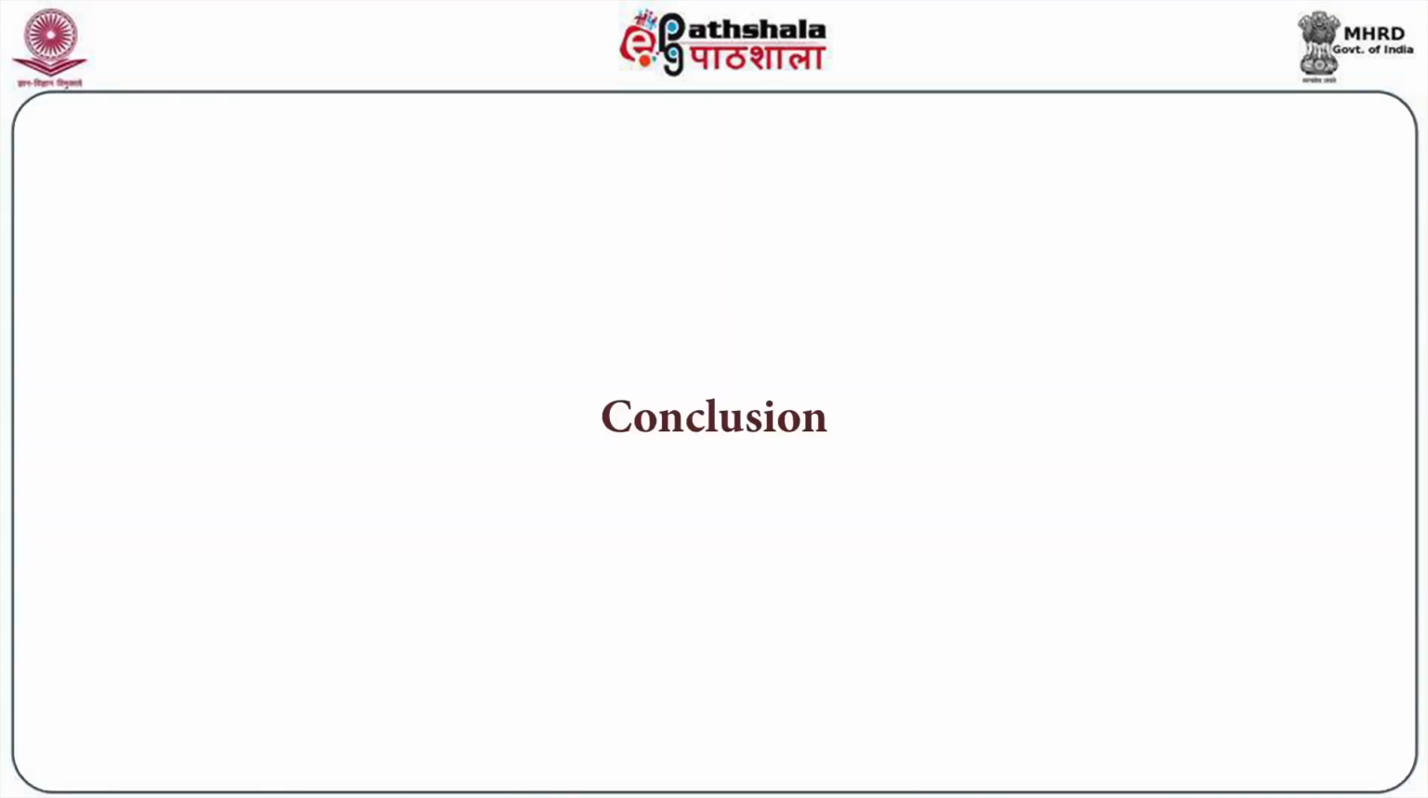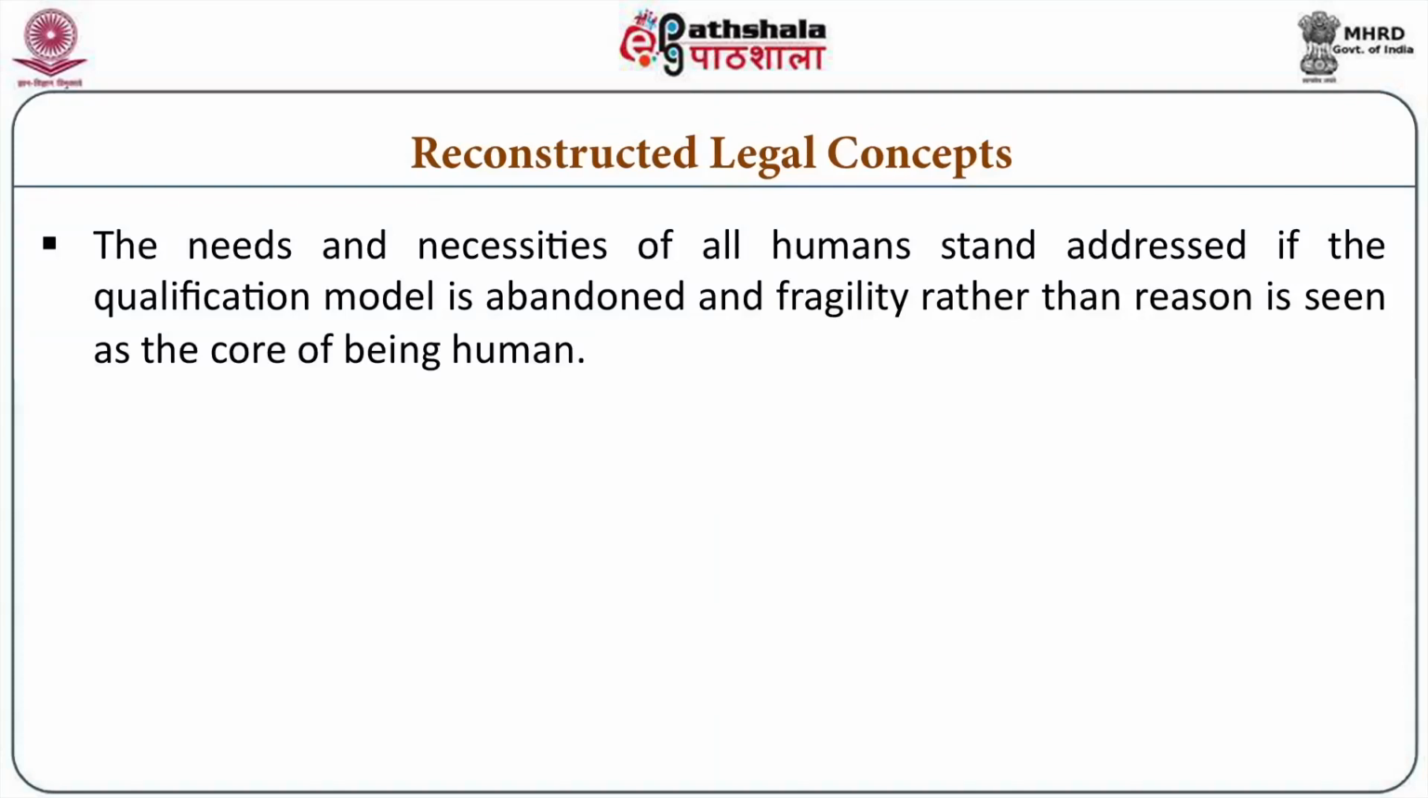So, in conclusion, what have we done? What have we seen through this disability perspective? We have reconstructed 4 main legal concepts: what it means to be human, what legal capacity is, what equality is, and what liberty is. And we've seen that these need to be reconceptualized in the light of the disability perspective. The needs and necessities of all humans stand addressed if the qualification model, whether you qualify as fully human, is abandoned, and instead a fragility or pluralistic model is implemented as the core of what it means to be human.